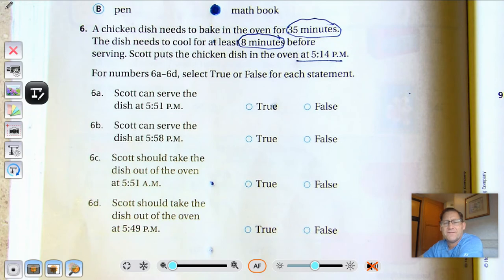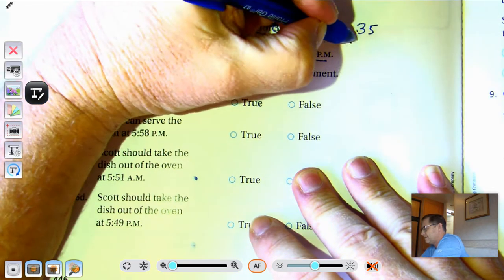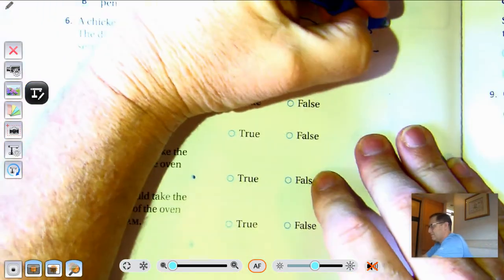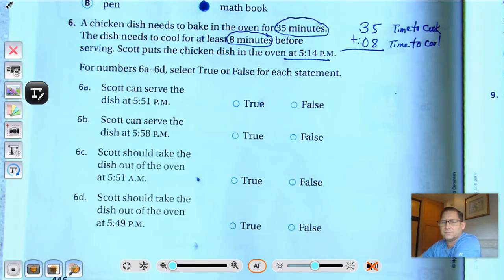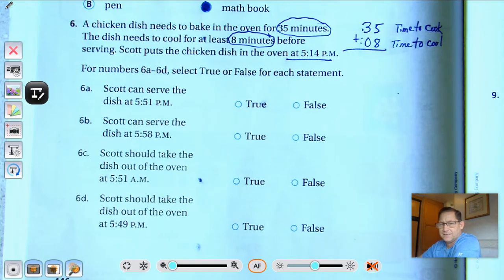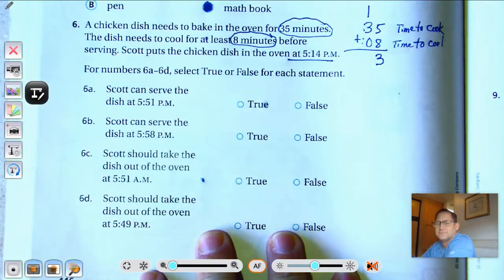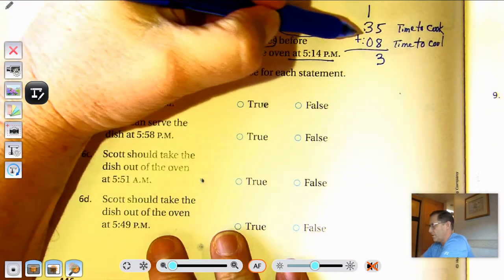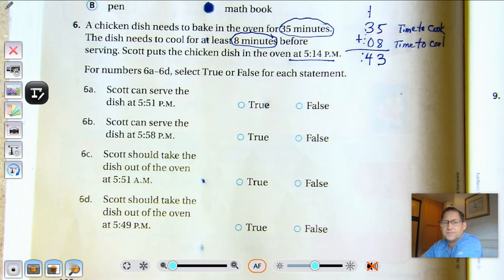So can he serve the dish at 5:51 p.m.? I don't know how we're going to figure that out. It takes 35 minutes to cook and 8 minutes to cool. So couldn't I add 35 minutes plus 8 minutes? I'm going to say time to cook, time to cool. Right? It takes 35 minutes to cook and then 8 more minutes before we can actually serve it. So 8 and 5 is 13 minutes. I can regroup that as 1 10 minutes and 3 minutes. So 30 minutes and 10 minutes is 43 minutes. Okay, so it takes 43 minutes to prepare the chicken to be ready to serve.